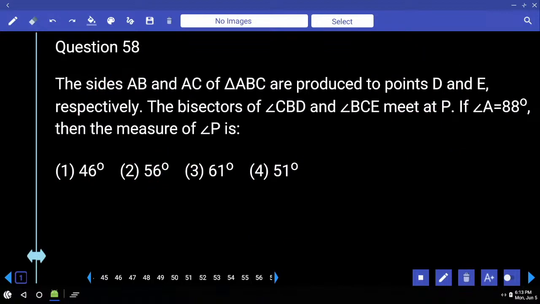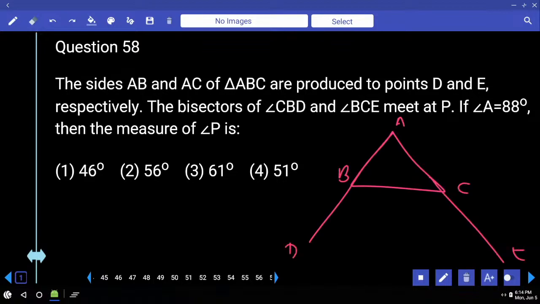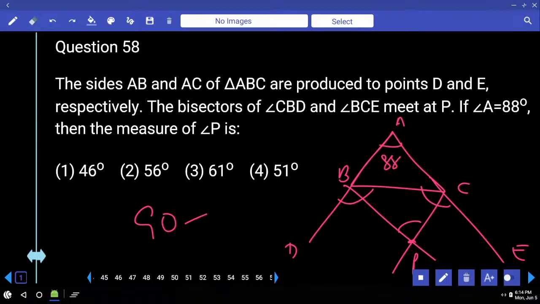The sides AB and AC of a triangle ABC are produced to points D and E. The angle bisectors of angle CBD and angle BCE meet at a point P. This point is called the excenter. Angle at the excenter is 90 minus theta by 2. Here theta is given as 88. So 90 minus theta by 2, so answer is 46.